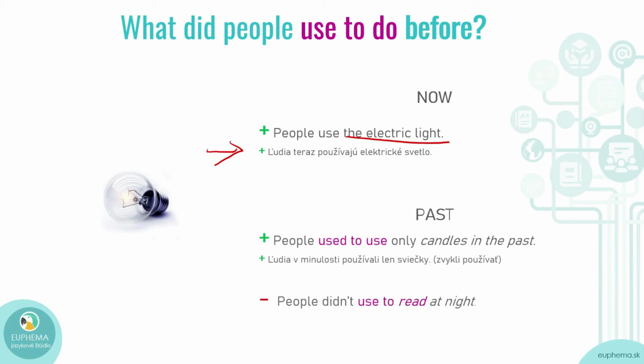You can also use the negative. Look how the negative is formed. You have "didn't" here, so you have no D. You don't have to double the past element here. So you have "didn't," you don't use "used," although the pronunciation, the way you say it, is very, very similar. So, "People didn't use to read at night."